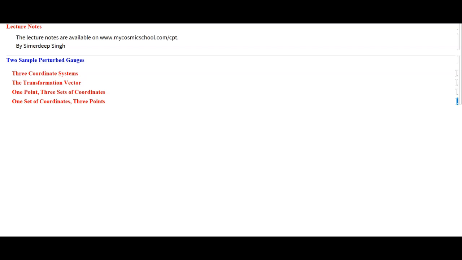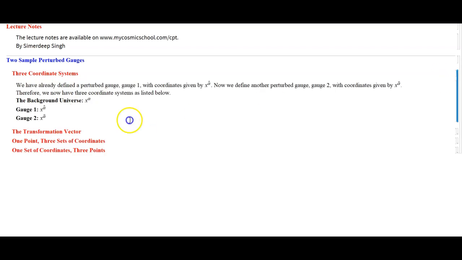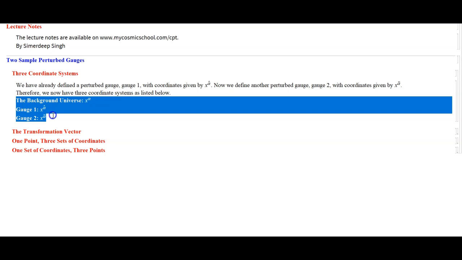Okay, so in order to develop those equations, let us define two perturbed gauges, start with the notation for these two perturbed gauges, and then derive the set of transformation equations from one of these perturbed gauges to another perturbed gauge. This is the notation that we are going to follow to develop the transformation framework.